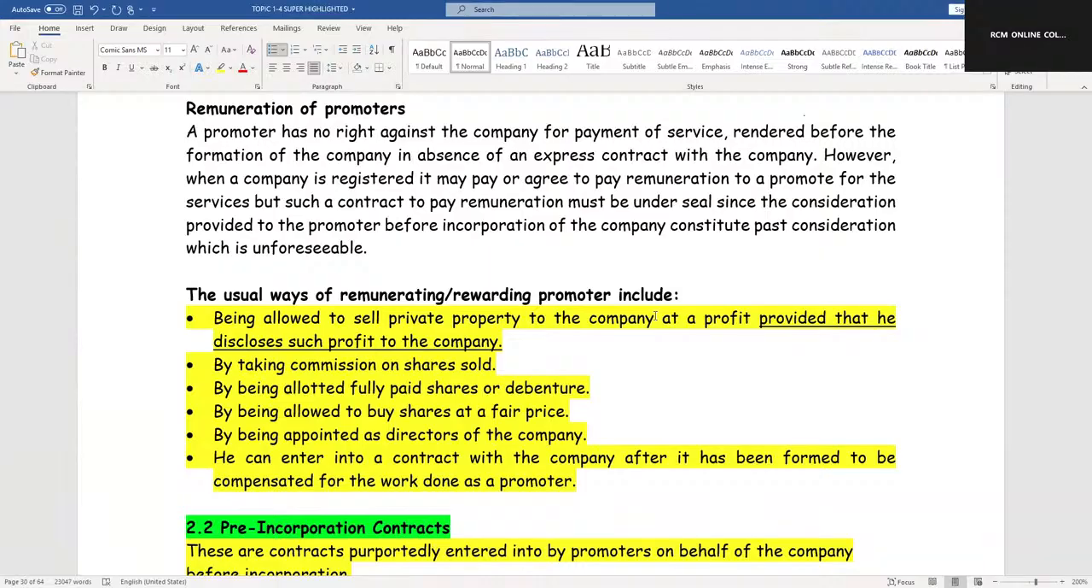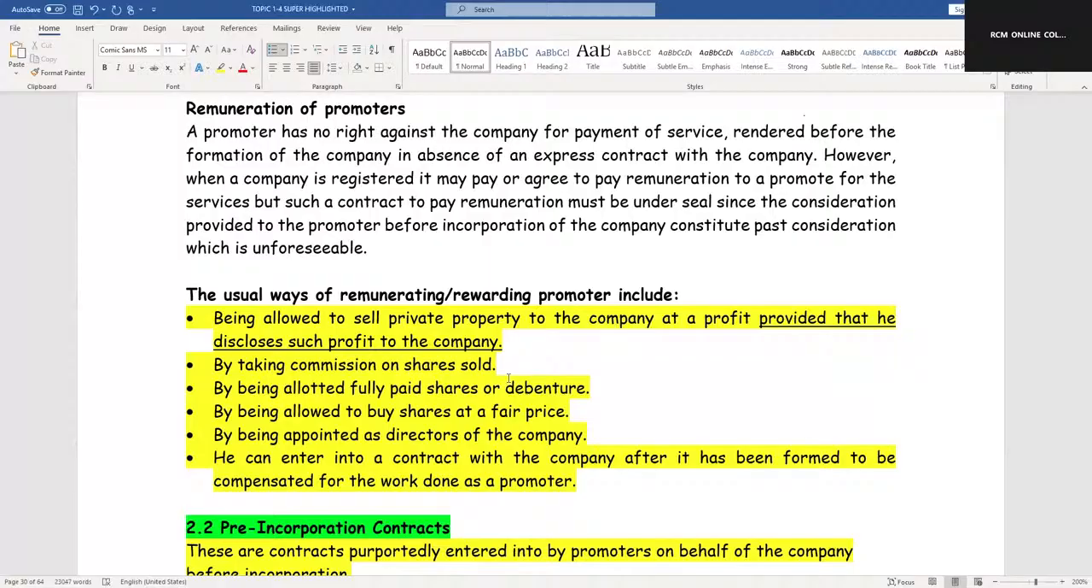He can be given a commission on shares sold. This is where it is a public company, and he prepares a prospectus to facilitate the sale of the shares on the formation of the company. So he can be given a commission on the number of shares that have been sold. He can be allotted fully paid shares, just free shares, or debentures in the company. He can be told, you've done a lot of work, so we're going to give you some shares, and you become a shareholder in this company.